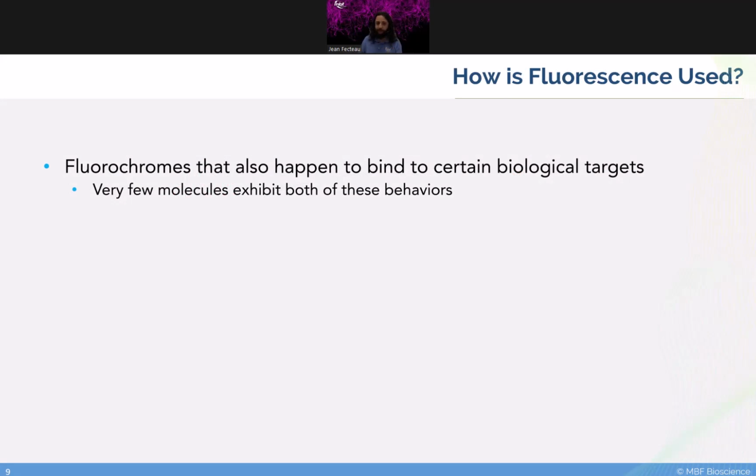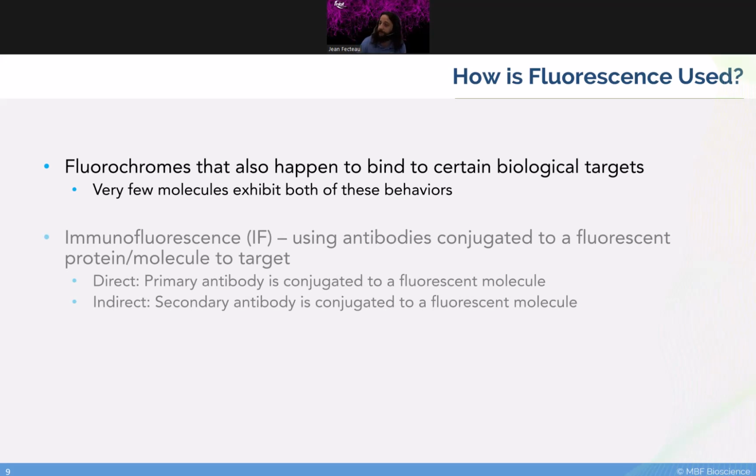So let's just talk a little bit about how fluorescence tends to be used in the bioscience field. Typically, one of the techniques that we can see is that a specific molecule is identified that is a fluorescent molecule, but also happens to bind to an interesting biological target. There aren't a lot of different molecules that we use in this particular category, but the ones that we do use tend to see a lot of very common usage across many different fields.